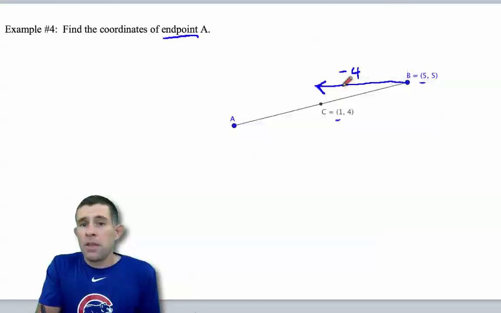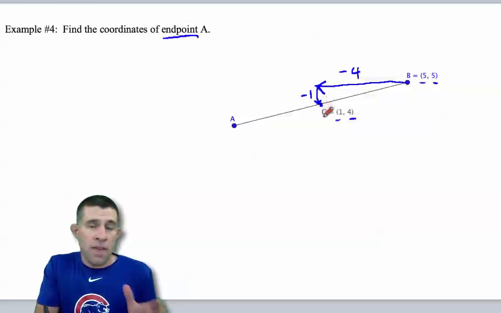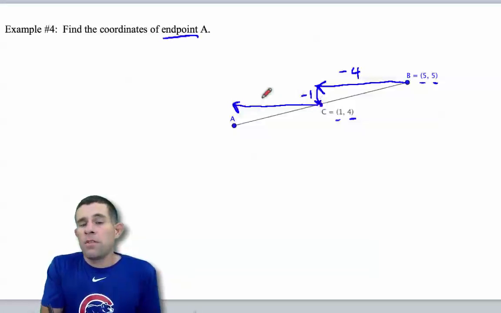Likewise, let's go from B down to C. If I move down, I'm moving from this positive 5, which was my y coordinate, to positive 4, so I must have moved down 1. Now remember, the midpoint C is the halfway point, so I have to move that same amount of movement across from C and down to get to A. So I must have moved another negative 4 and another negative 1.